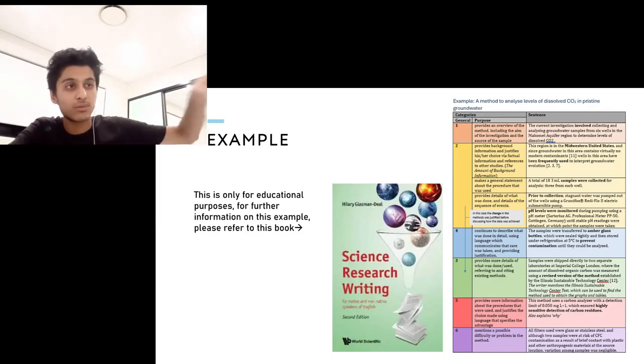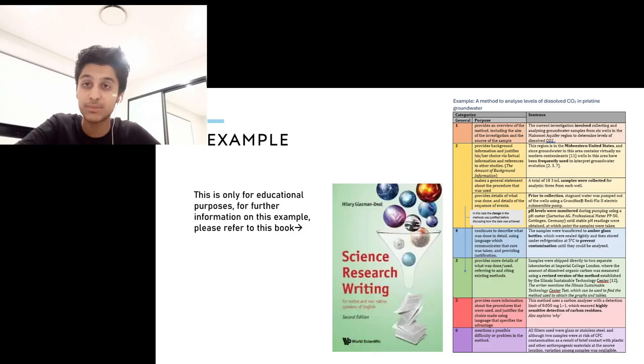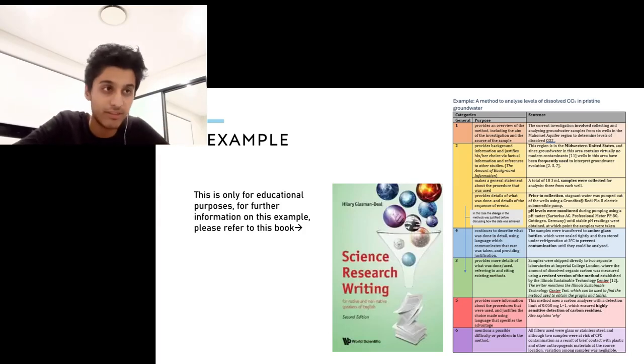And then you want to provide more details. So this model is adjusted to the field it's in. And so that's something you want to do. Here they flipped 4 with 3, and then they have 3 samples were shipped directly to 2 separate. And then 5. This method uses a carbon analyzer, blah blah blah. Now they're providing more information.